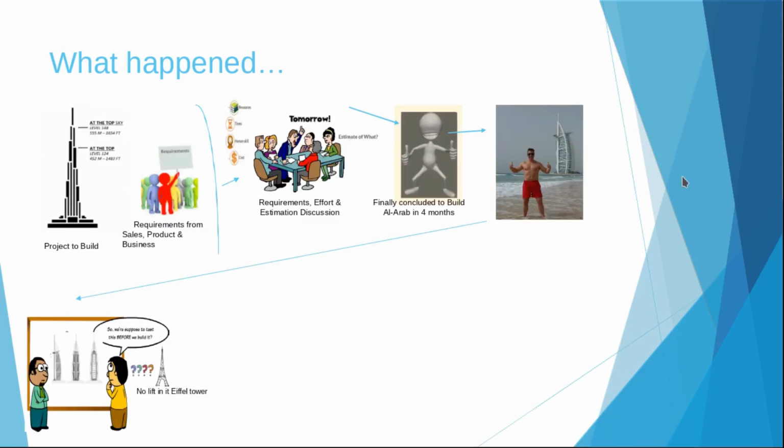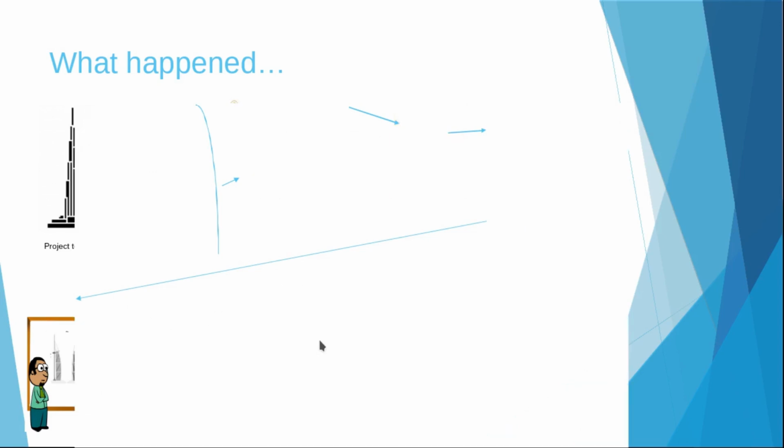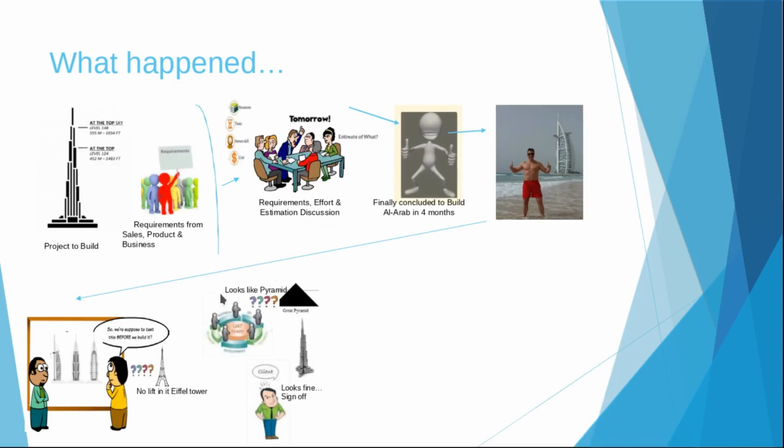The testing team does a quality analysis of the product and discovers the no lift in Eiffel Tower issue. This kind of confusion arises due to a lack of collaborative development. After detailed explanations, the test team agrees to move the product into a UAT environment. We are into UAT phase.